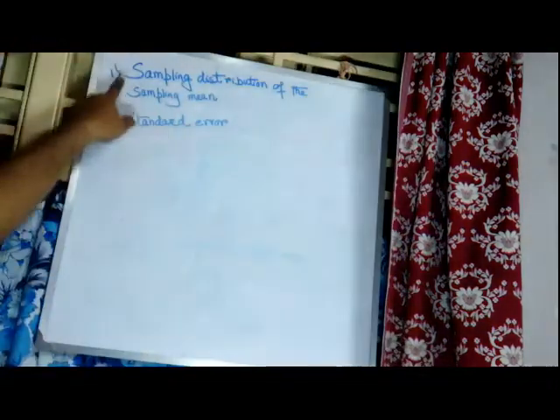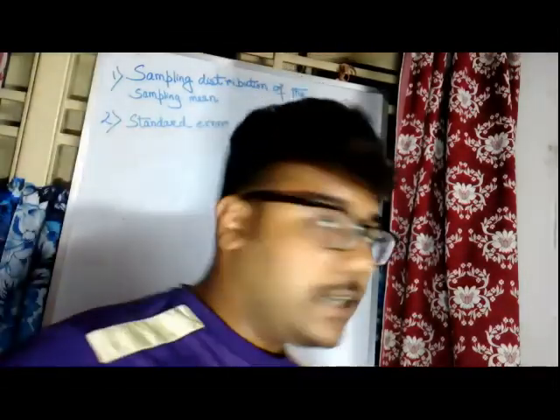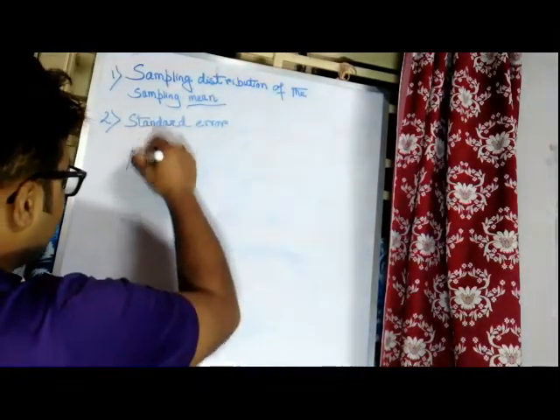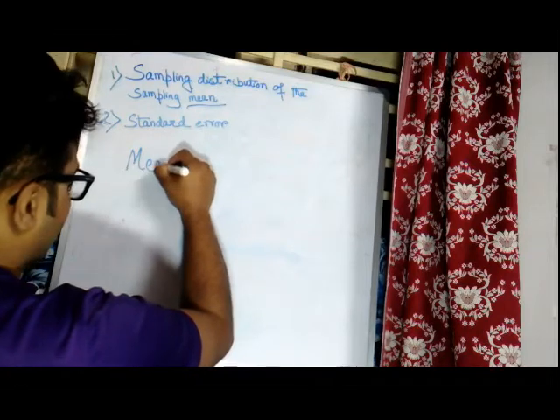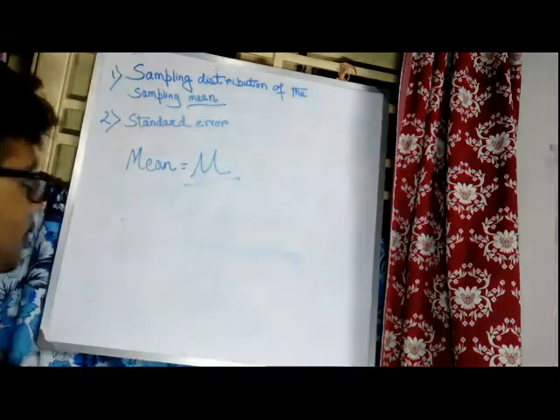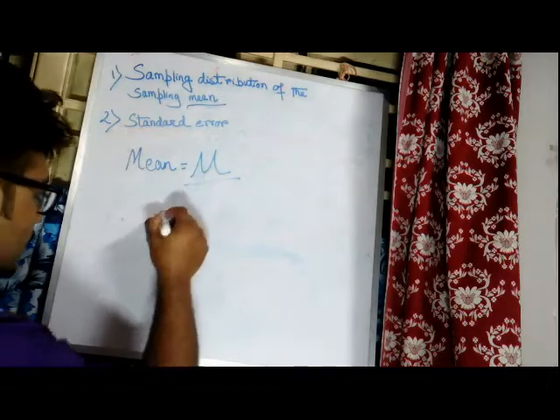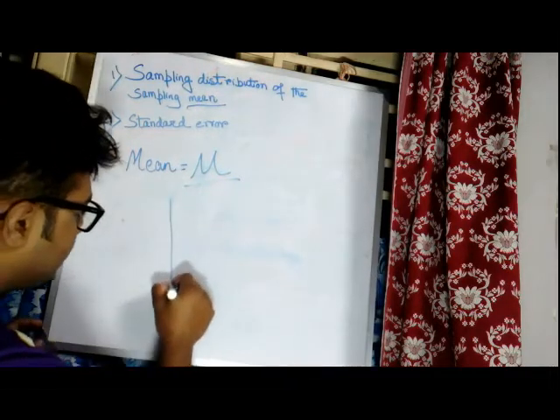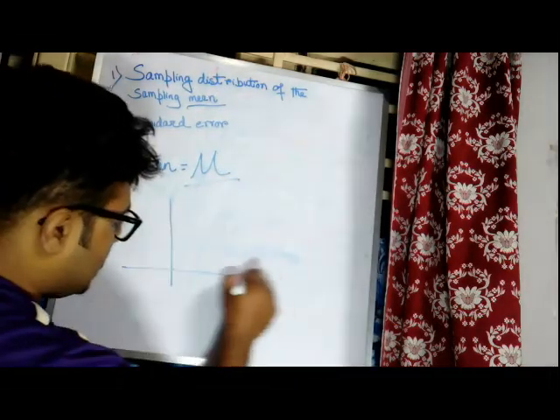Now this sampling distribution of the sampling mean, what do I mean by this? We are all familiar with the term mean. It is denoted by mu. So, now suppose we draw a graph like this.